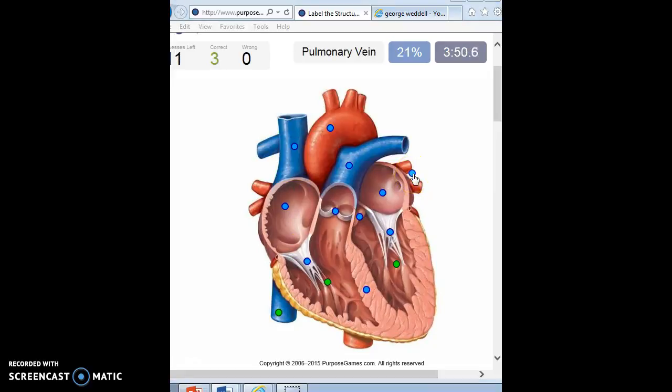Next, we have the pulmonary vein. The pulmonary vein is the vessel transporting oxygen-rich blood from the lungs to the left atrium. A common misconception is that the veins carry deoxygenated blood. It is more appropriate to classify the veins as vessels carrying blood to the heart. Another way to remember this is that arteries carry blood away from the heart, so A for away, and veins towards, back to the heart. That's a good way to remember that.